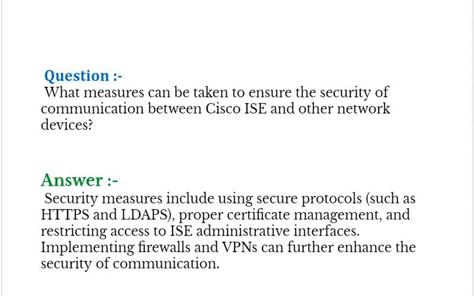Our next interview question is: what measures can be taken to ensure the security of communication between Cisco ISE and other network devices? Your answer should be: security measures include using secure protocols such as HTTPS and LDAPS, proper certificate management, and restricting access to ISE administrative interfaces. Implementing firewalls and VPNs can further enhance the security of communication.